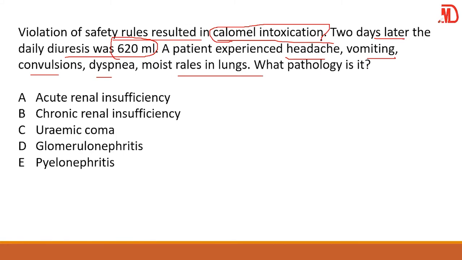And as a result, it can develop kidney failure. So here we are thinking of acute renal insufficiency because this is happening rapidly or progressively. It's not a long-term thing. So this patient has developed acute renal insufficiency, or acute kidney injury. So here the answer is A.